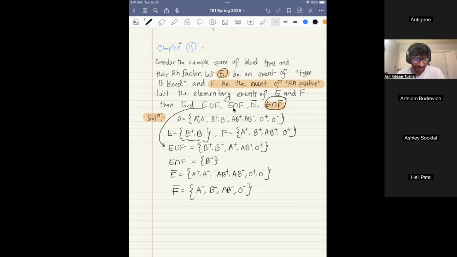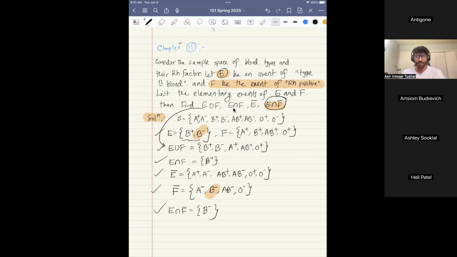Okay. So, E intersection F complement. For this, all the elements that are in E and also in F. So what should this be? The common elements. Only B negative. Only B negative is present here and here. Okay, so that's it. This is the whole problem. You guys are okay with it?